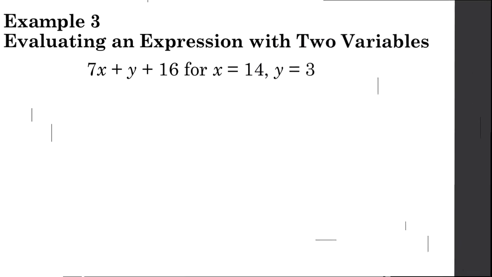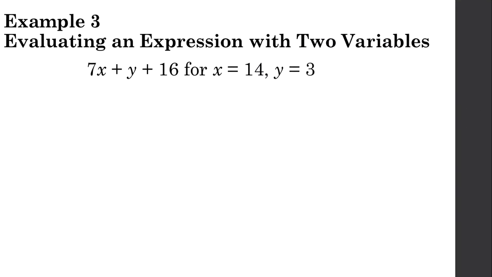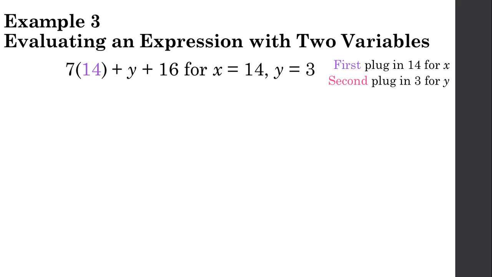The third example, now we have 2 variables. So we have the expression 7x plus y plus 16, and they tell us that x is equal to 14 and y is equal to 3. So we look at our expression, and wherever we see the variable x, it's going to turn into the number 14. And wherever we see the variable y, it's going to turn into the number 3.